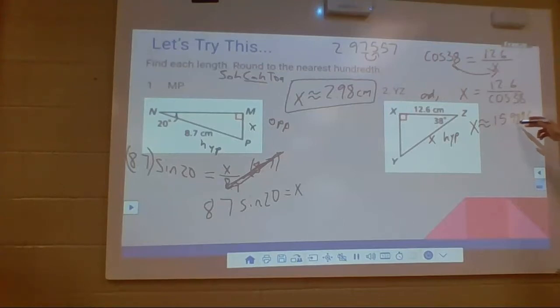9 is in the tenths. 8 is in the hundredths. Now we're going to look to the thousandths place, which has a 9 in it. And that's going to tell us we're going to round up, right? So x is about, that 8 is going to round up to a 9. So 15.99 centimeters. That was our unit. All right? So 15.99 centimeters.